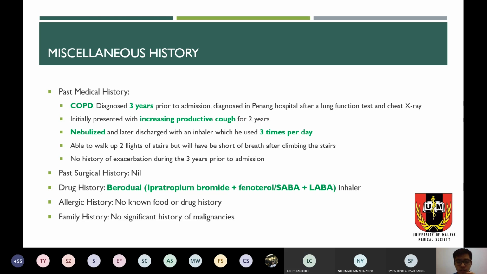Past surgical history is insignificant. He uses Barodual, which is ipratropium plus fenoterol. Sorry, this is SABA plus SAMA, not LABA. Allergic history, no known food or drug allergy, and family history, he has no significant history of asthma or other malignancies. Okay. Any other question you wanted to ask? Anybody? Anybody want to try?